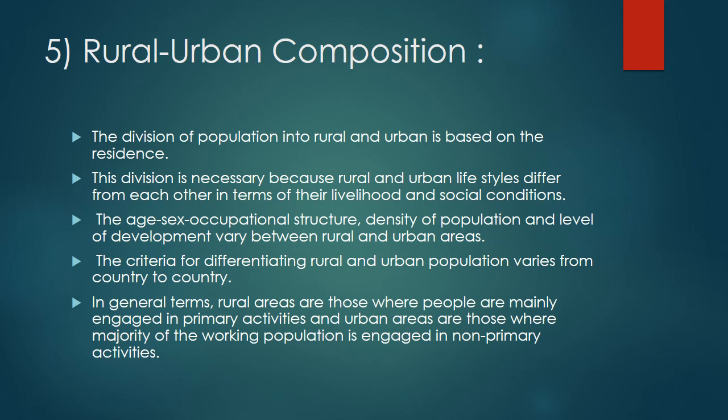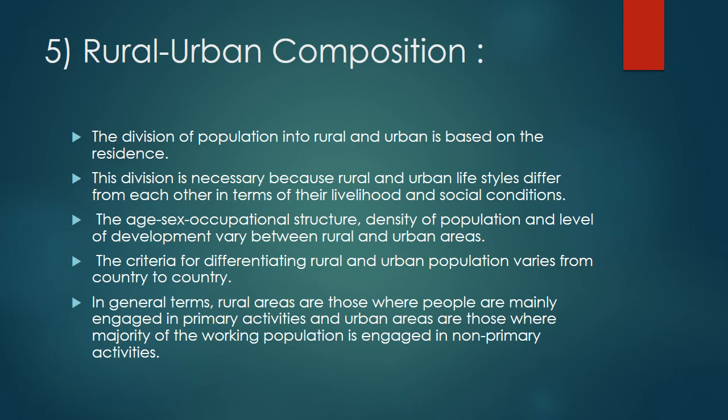The age, sex, population structure, density of population, and level of development vary between rural and urban areas. So according to the areas, there is a difference in age, sex structure, density of population, and the level of development also. The criteria for differentiating rural and urban population varies from country to country. In general, rural areas are those where people are mainly engaged in primary activities, and urban areas are those where the majority of the people are engaged in non-primary activities.